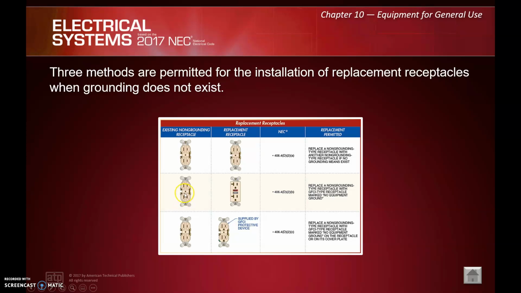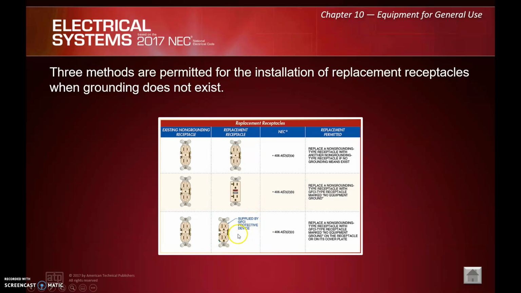Second option, replace this receptacle directly one-for-one with a GFCI. Now you're going to have to put the label on there that says no equipment ground. And then your third option, and your best one if you can get away with it, is put a three-prong in with no ground, as long as it's fed or supplied by a GFCI device. And again, we're going to put no equipment ground and GFCI protected, that little pack of stickers that everybody probably throws away with the GFI, right?